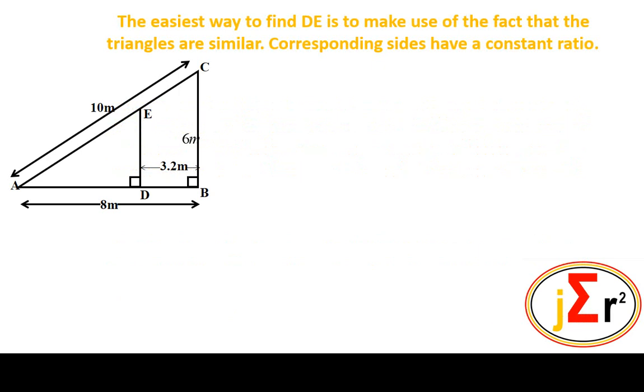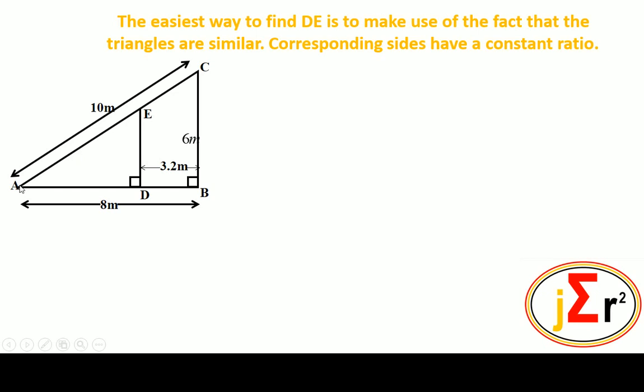The easiest way to find DE is to make use of the fact that the triangles are similar, corresponding sides of a constant ratio, and we'll take a look at what that means. We are required to find DE, and the simplest way to do that is to make use of the fact that was given to us, that the triangles are similar.